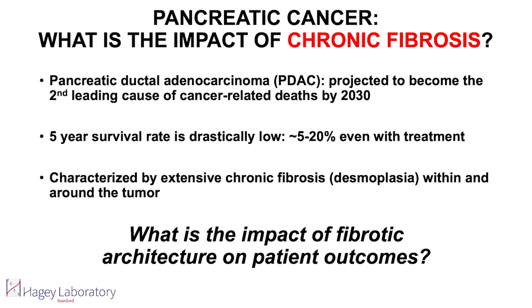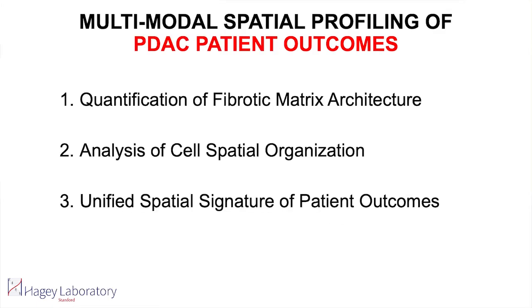And so the question that we wanted to ask was, what is the impact of the spatial organization of that fibrosis, that is the fibrotic architecture, on patient outcomes? So to answer this question, we pursued this analysis in three distinct stages. Our first step was to quantify the actual fibrotic architectures that we observed within PDAC. The second was to analyze complementarily the organization of cells within this desmoplastic space. And then finally, we took these two modalities and we unified them using machine learning models in order to generate prognostic signatures for patient outcomes.